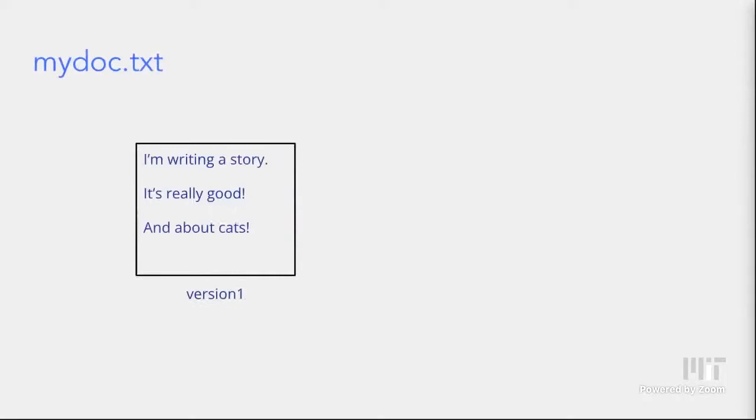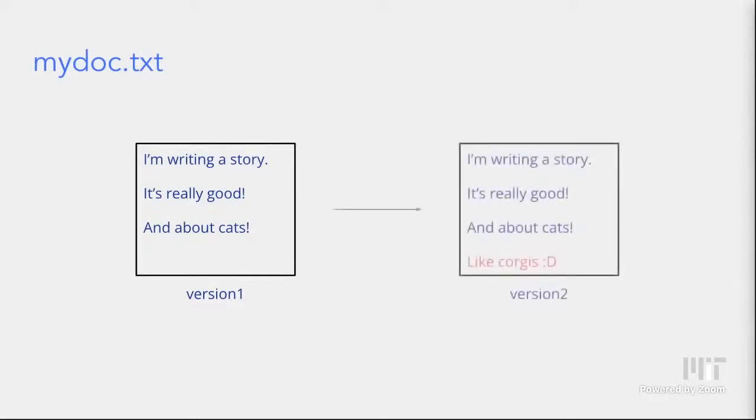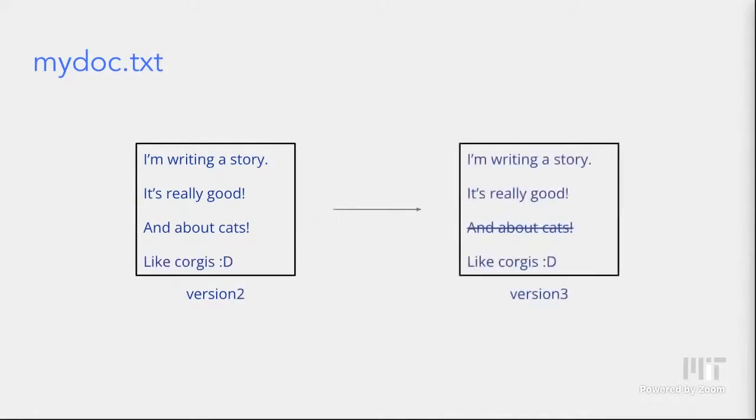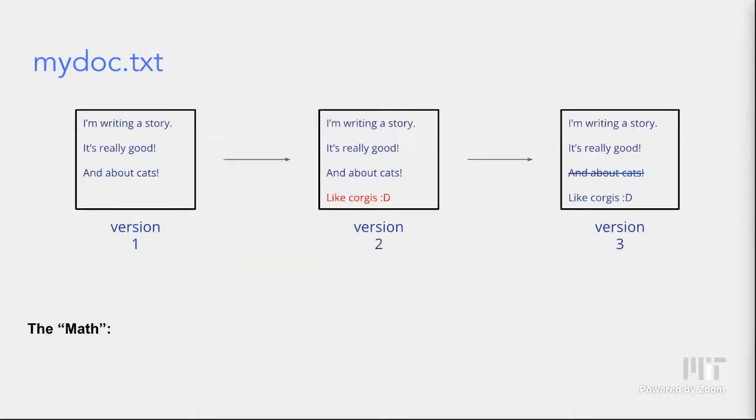So let's say we have this document called my doc, and it has a short story on it. So you see these 3 lines. And then we make an edit to it. We add a 4th line. It says like corgis. So you have a difference between version 1 and version 2. And then we decide to take out the 3rd line. So we see that between these 3 versions, we have a certain set of edits.